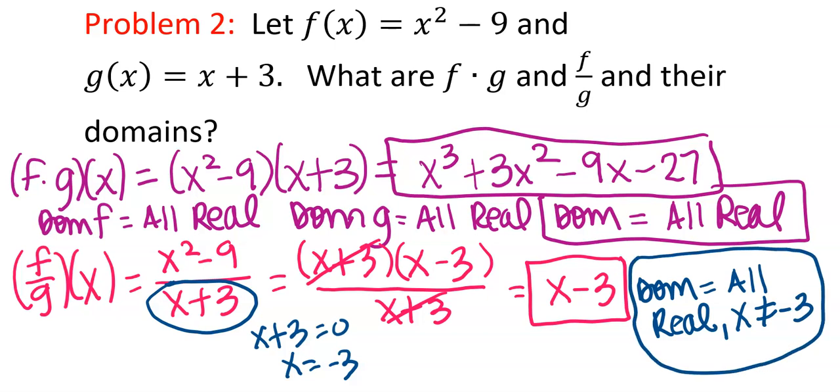So even though it canceled out, it was still part of that original function. You could almost do the domain first before you cancel everything out, because if you do it last, you might forget that it's gone. So always look at the denominator. That's the part that's going to determine what your domain is, especially if you have all real.